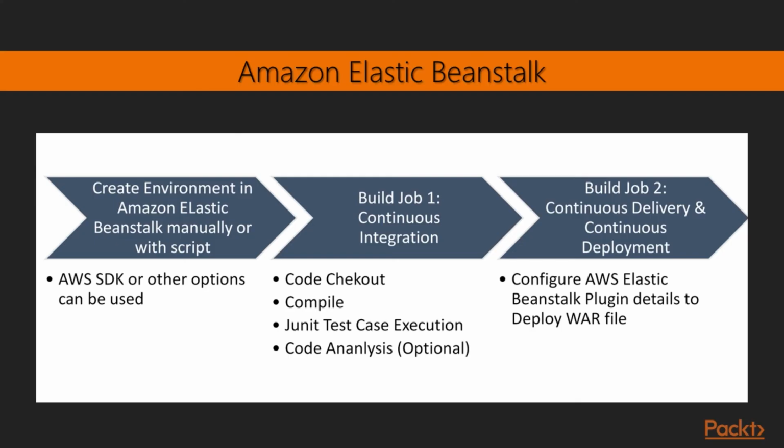In order to deploy the Pet Clinic Spring application in Amazon Elastic Beanstalk PaaS, we need to first create an environment in Amazon Elastic Beanstalk, then build it using continuous integration. Finally, build it by continuous delivery and continuous deployment.